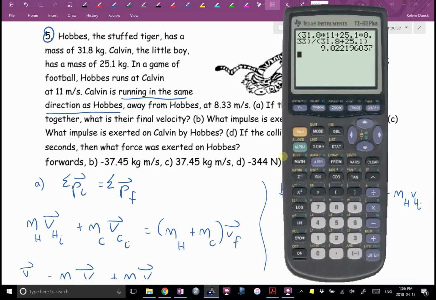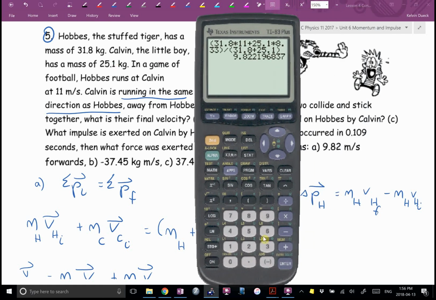What was the mass of Hobbes? 31.8 times. What was his final velocity? I have it stored on my calculator, so I'm going to use my answer button. 9.822 blah, blah, blah. Minus 31.8 times. What was Hobbes's initial velocity? Christy, my angel.